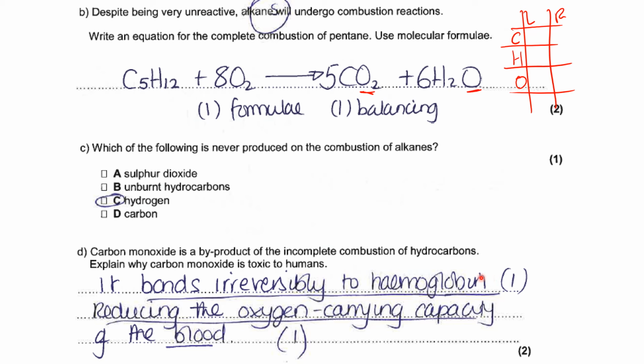This question is a biology link. Your carbon monoxide bonds irreversibly to hemoglobin. That means once the carbon monoxide has bonded to your red blood cell, you can't use that red blood cell anymore. Your body actually has to get rid of it, which I think red blood cell replacement takes around 90 days or up to 90 days. So the answer is it binds irreversibly to hemoglobin, reducing the oxygen carrying capacity of the blood.